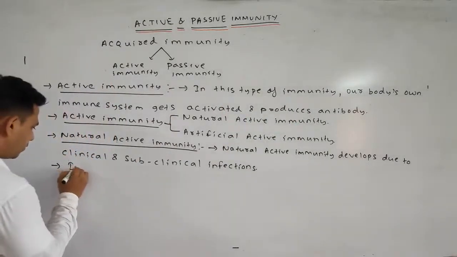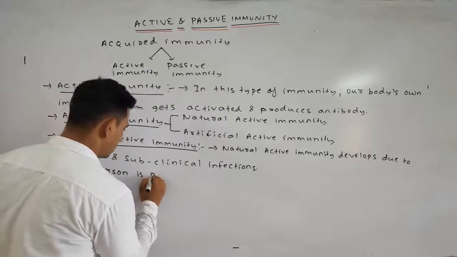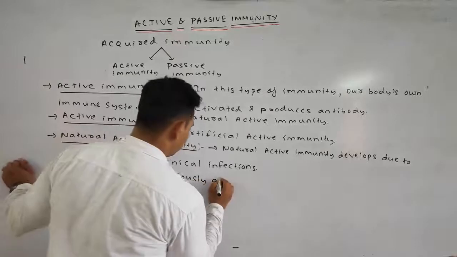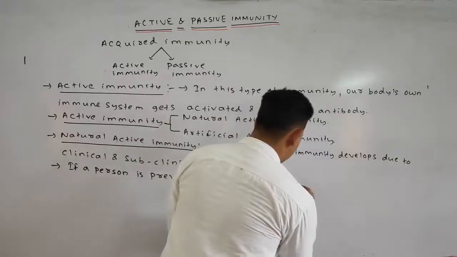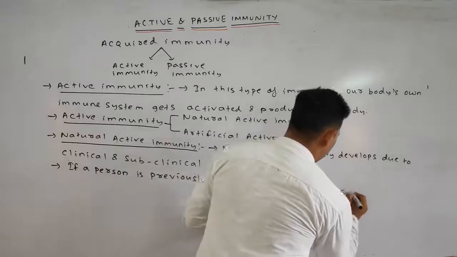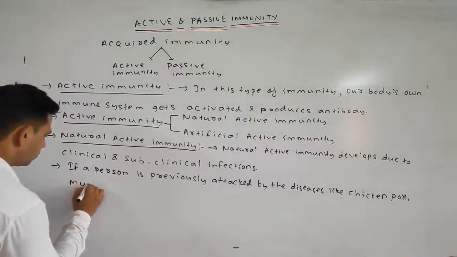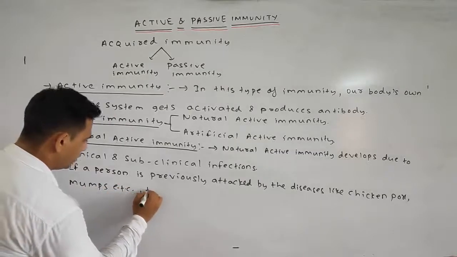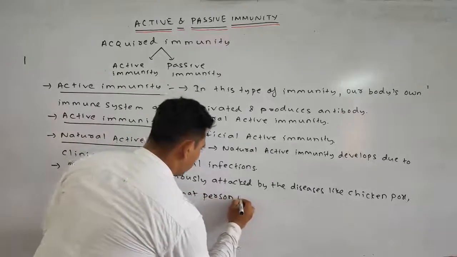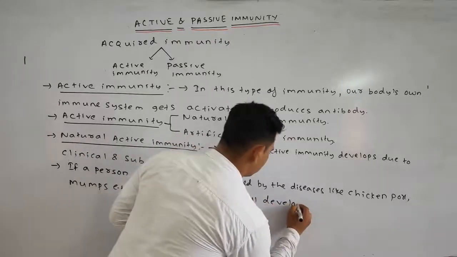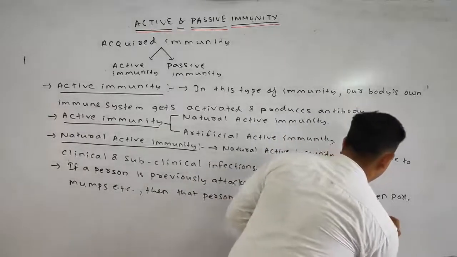So if a person is previously attacked by diseases like chickenpox, mumps, etc., then that person will develop natural active immunity.